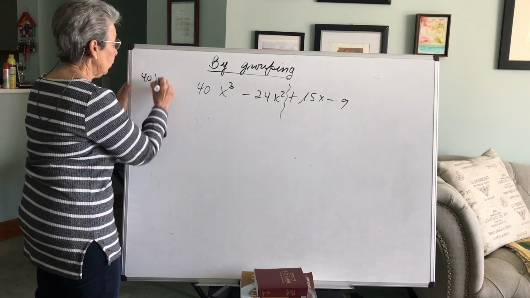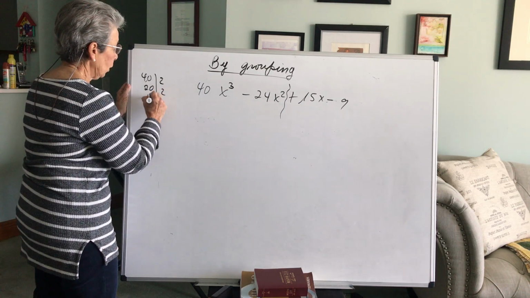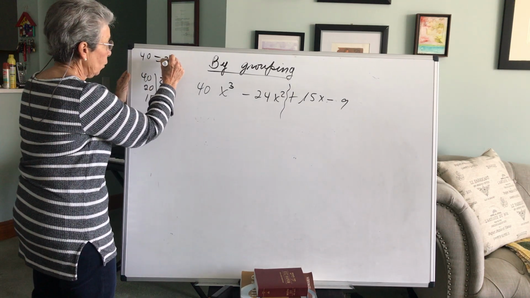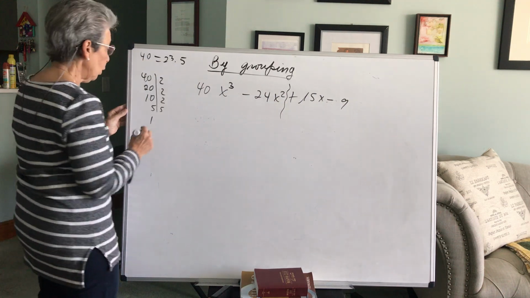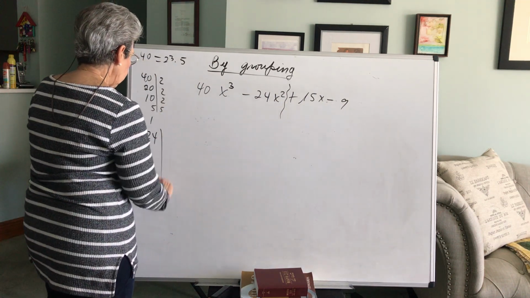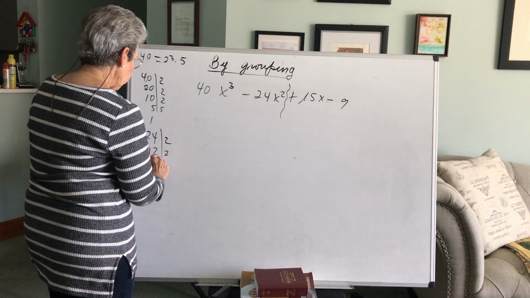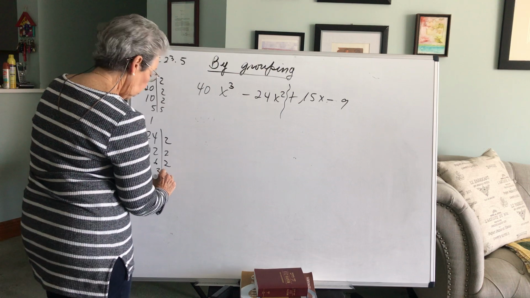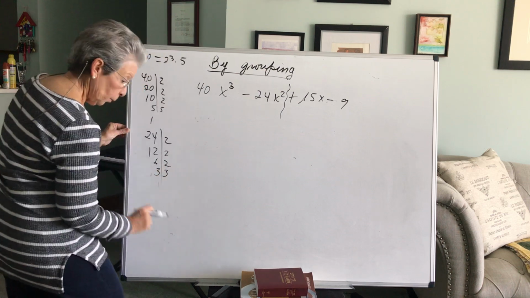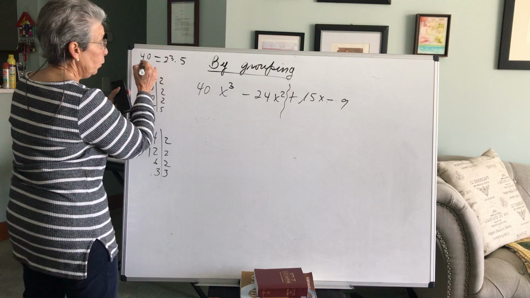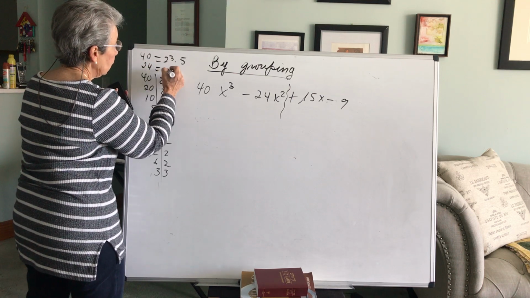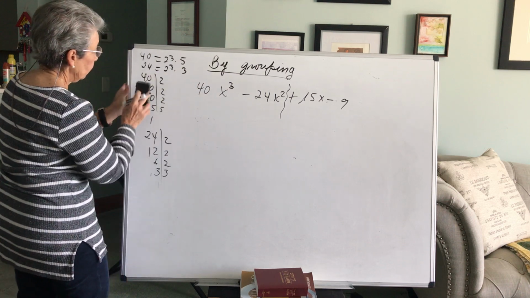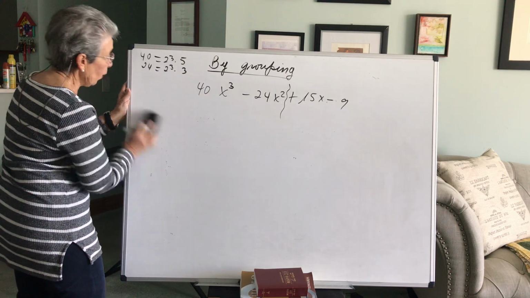Okay, 40 divided by 2 is 20, divided by 2 is 10, divided by 2 is 5, 5, 1. So 40 is 2 to the third times 5. And 24: 24 divided by 2 is 12, divided by 2 is 6, divided by 2 is 3, 3, 1. 24 is 2 to the third times 3. Okay? So you have the factors.